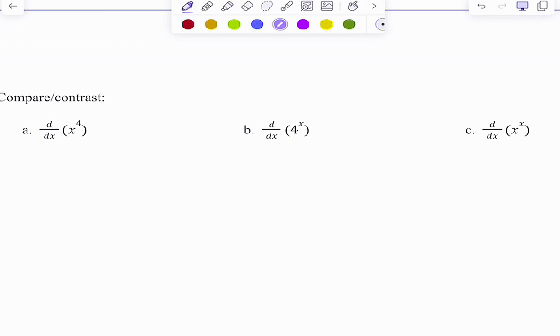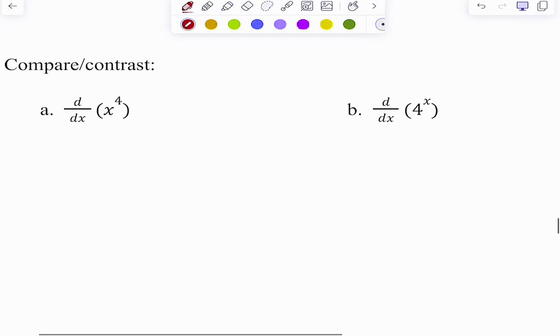Look at letter C. I don't have any numbers. Okay, we're going to take these derivatives and then we will compare and contrast again. So first one.